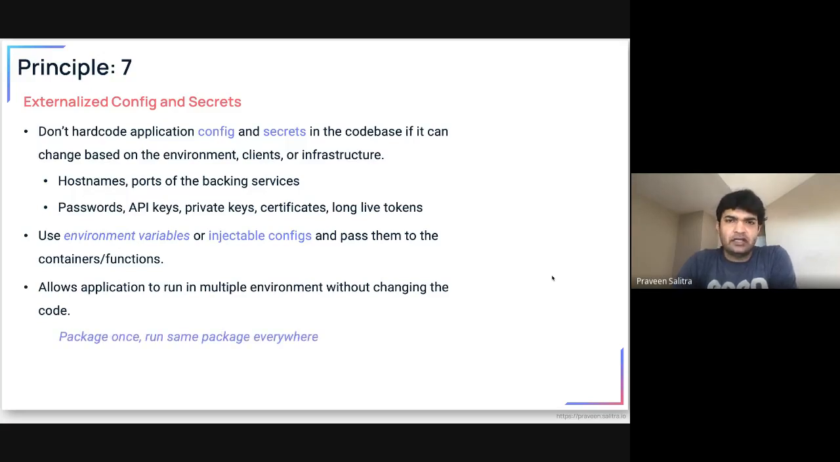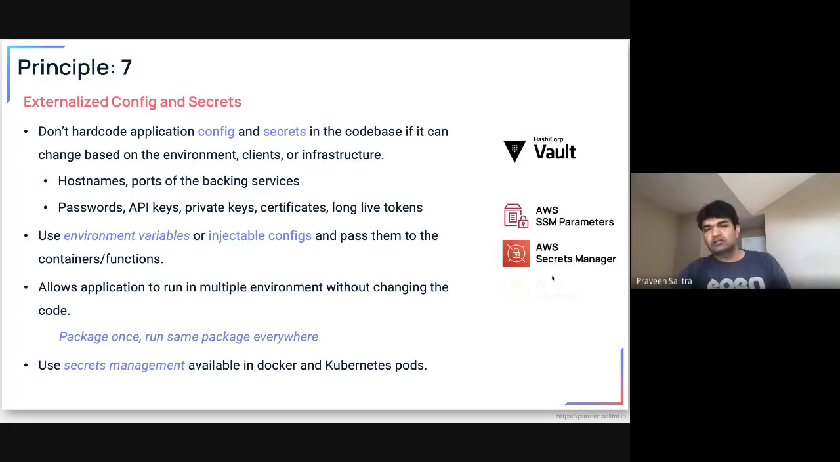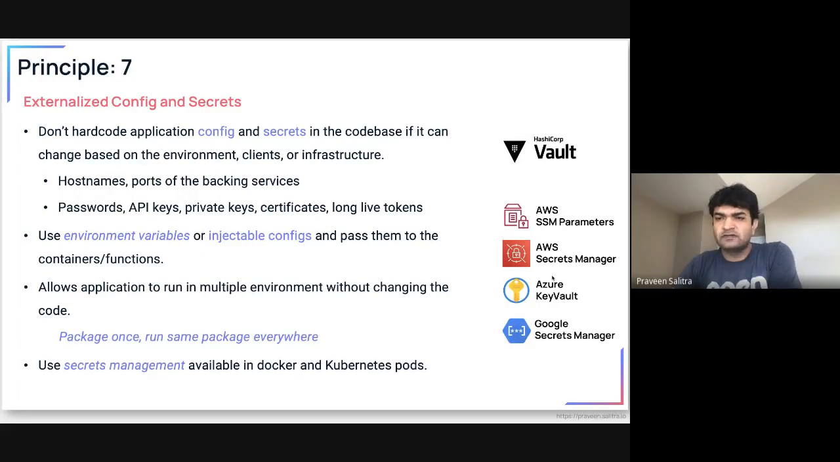So the whole idea, again: package your code base once, and externalize the config and the secrets. So the app doesn't know where the database is, what's the username, what's the password. You provide it at runtime by utilizing services like Vault from HashiCorp, which is a third-party service. But if you are on a cloud provider, you have many services available to handle this kind of secrets and config.